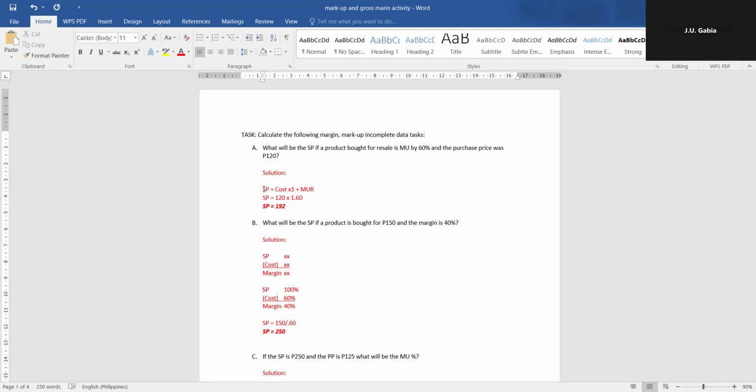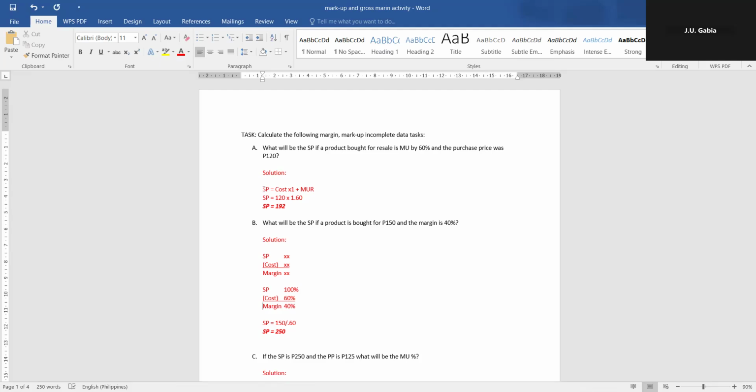Now for letter B, what will be the selling price if a product is bought for 150 and the margin is 40%? Since we are given the margin, we will do the income statement approach, wherein selling price less cost of goods sold, then the residual will pertain to the margin. This means that the selling price is 100%, the cost is 60%, and the margin is 40%. It is stated that if the margin is 40%, that means the 150 pesos stands for the 60%.